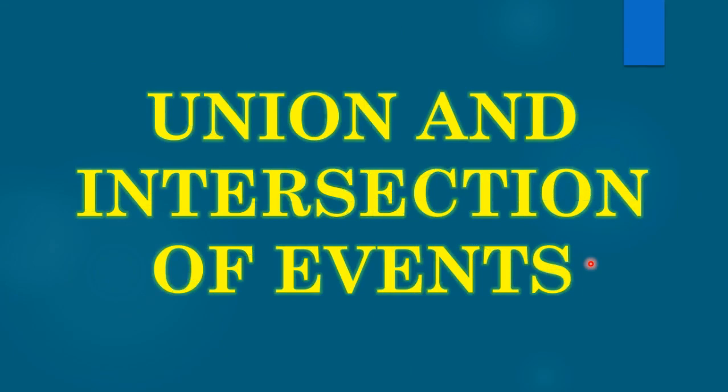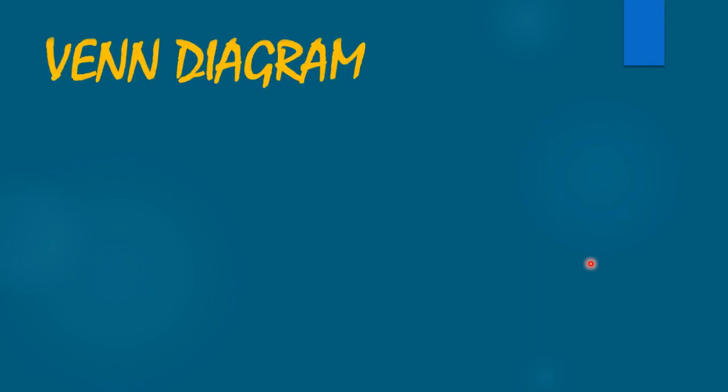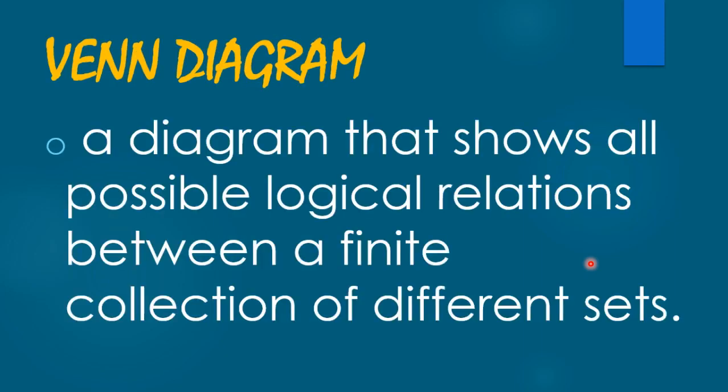Union and intersection of events. A Venn diagram can be used to illustrate the relationship between events and the corresponding sample space. We may take the rectangle as the sample space and the circles to represent events. So again, when we talk about a Venn diagram, it is a diagram that shows all the possible logical relations between a finite collection of different sets.